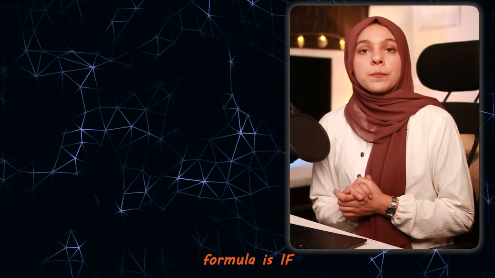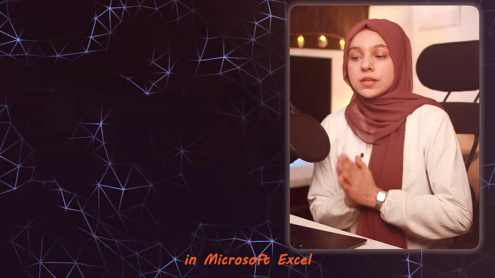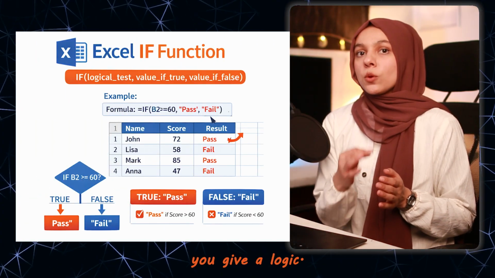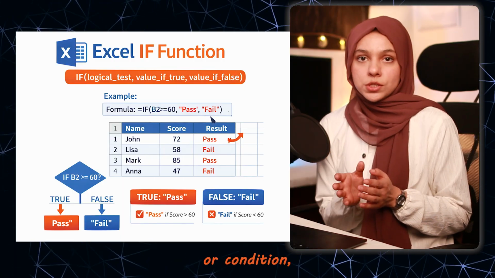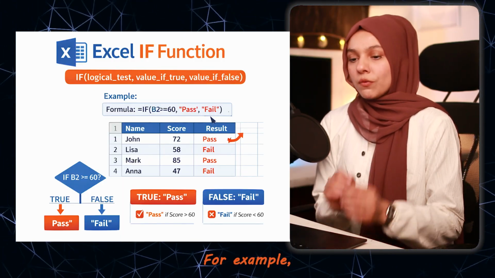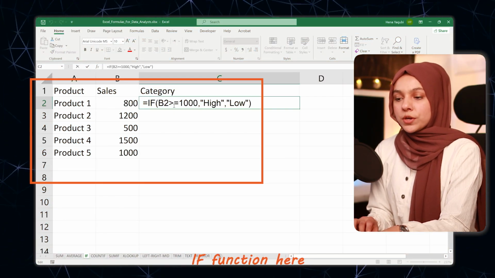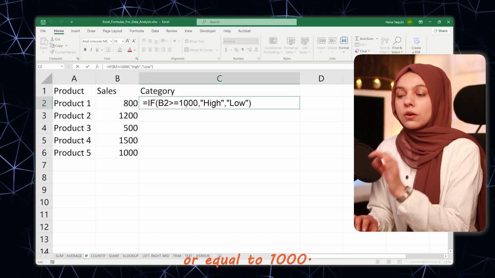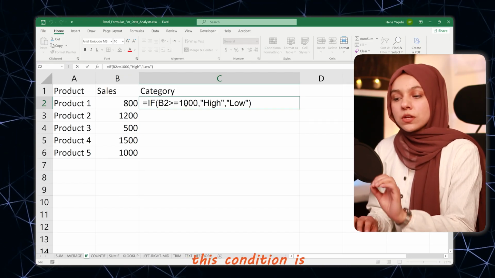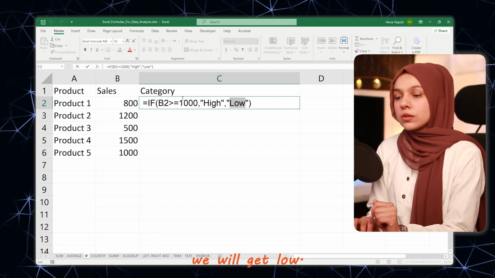The next formula is IF. This is one of the most useful formulas in Microsoft Excel. What it does is, you give a logic, a condition, to your formula, and based on that logic or condition, you will get back something. For example, here we have products, then we have sales. We use the IF function here to see if the sales are greater than or equal to 1000. If this condition is true, then we will get High. If this condition is false, then we will get Low.